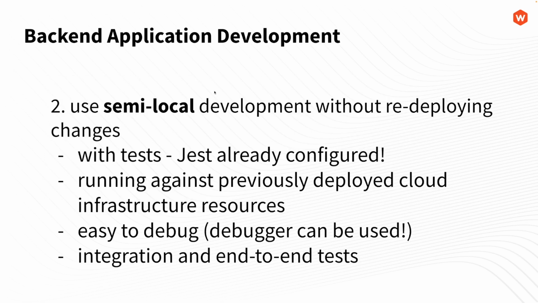The second approach we can use when developing backend applications with Webiny is using this so-called semi-local development. It's called semi-local just because, despite the fact that the code is running on our local machine, it's still interacting with services that are previously deployed into your AWS account. In other words, we still need to perform the initial deployment so that our code can actually work.